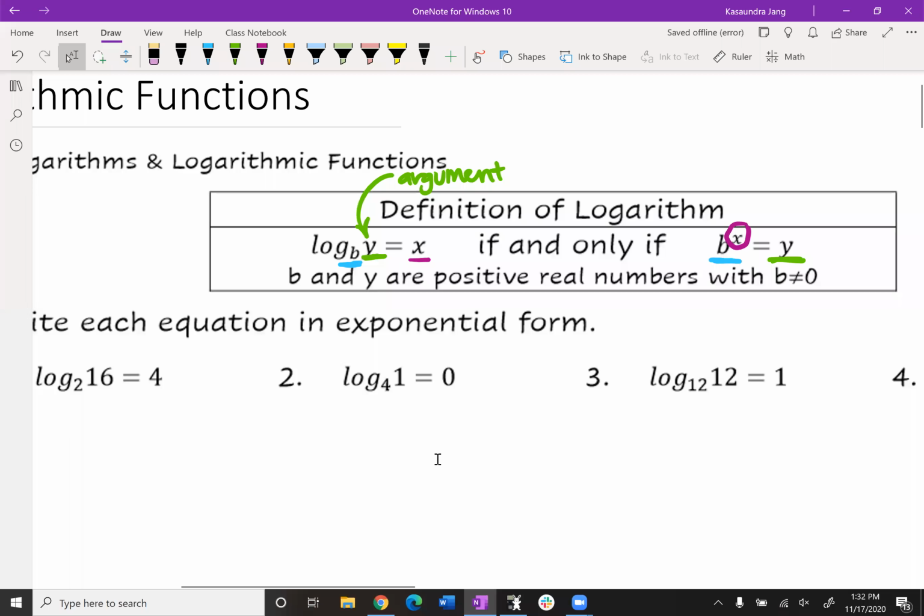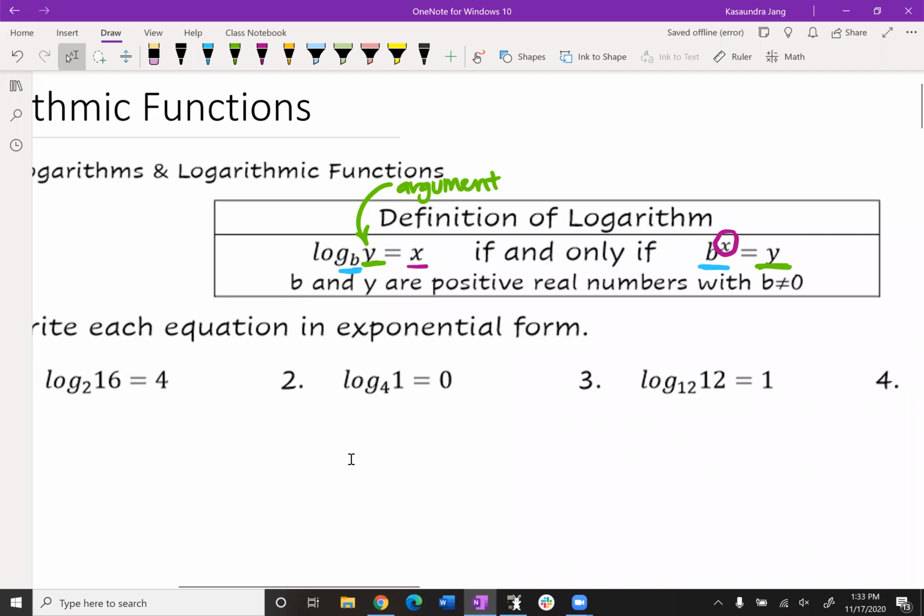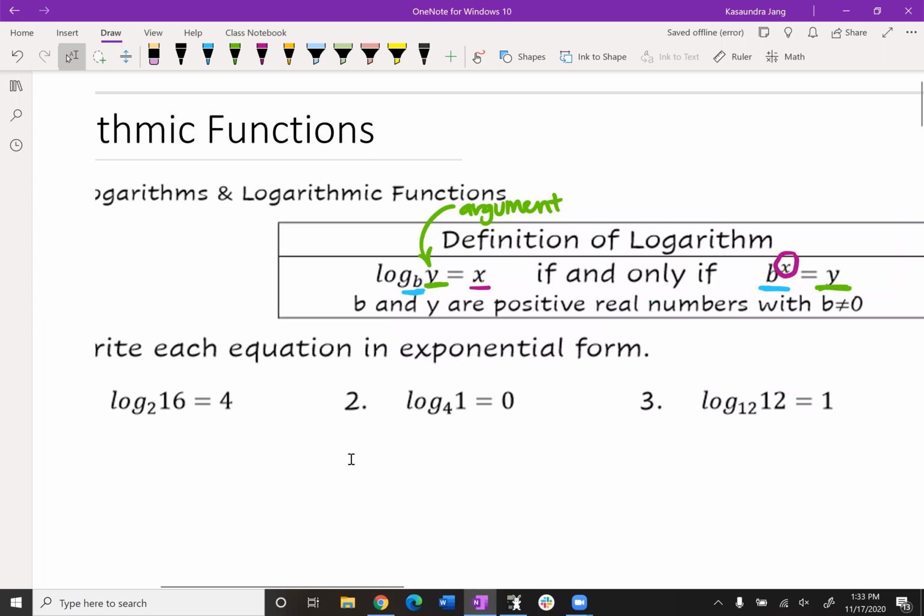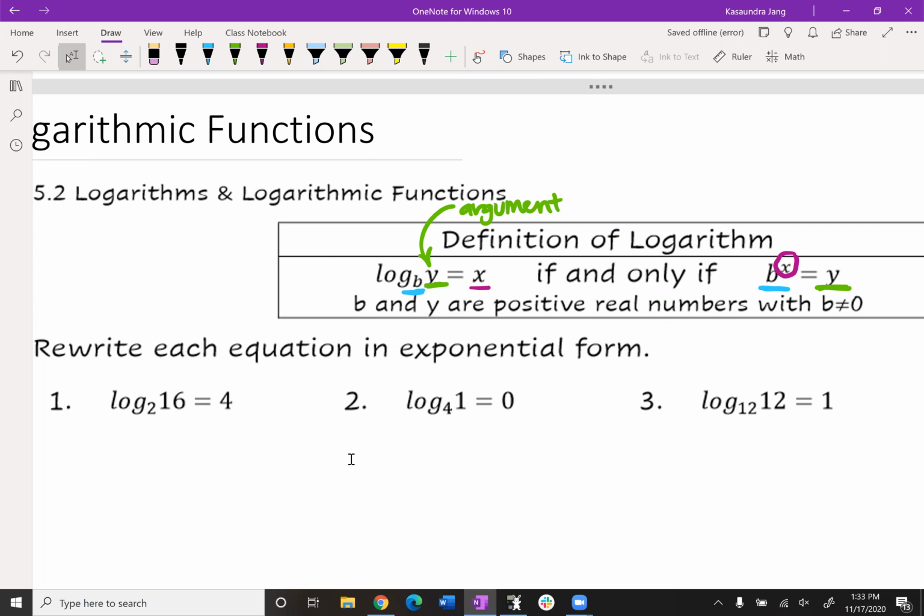Okay, so this is how I can go back and forth between logarithms and exponentials. We are going to rewrite these first few here. They're currently in logarithmic form. We're going to rewrite it in exponential form.